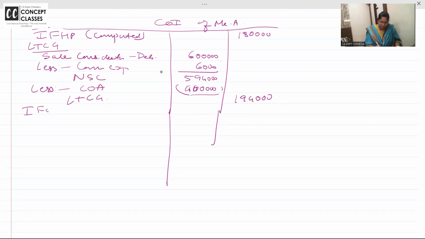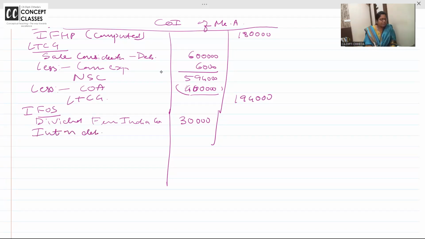Now, income from other sources. क्या क्या मिला आपको? Dividend. Other than this income, some income companies have given dividend. Dividend is always taxable at 20%. Or interest on debentures. Related to interest, what they have received, they have paid interest also, but वो भी नहीं लेंगे हम.